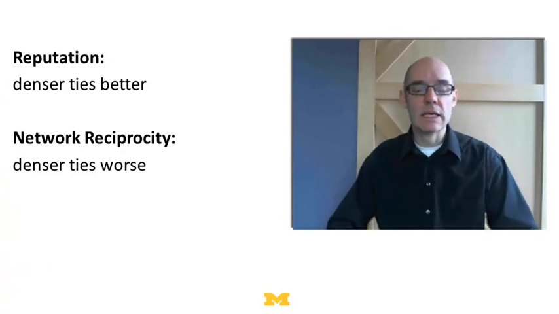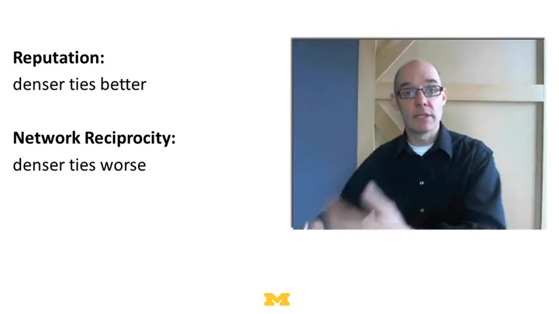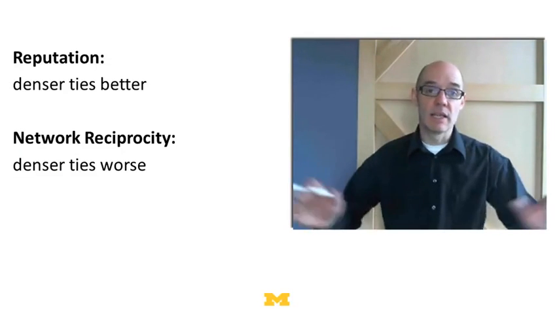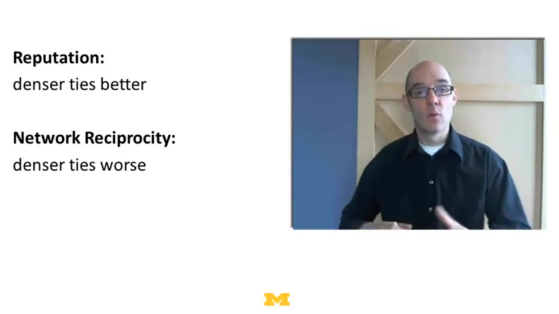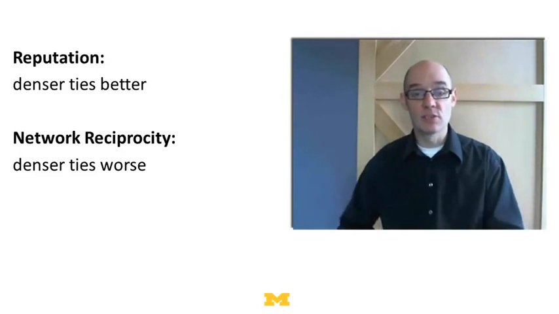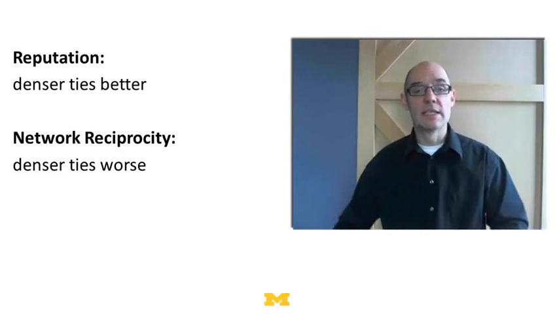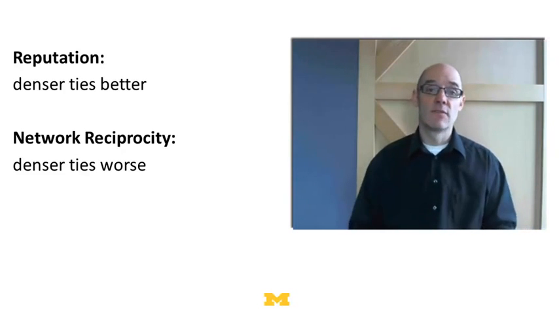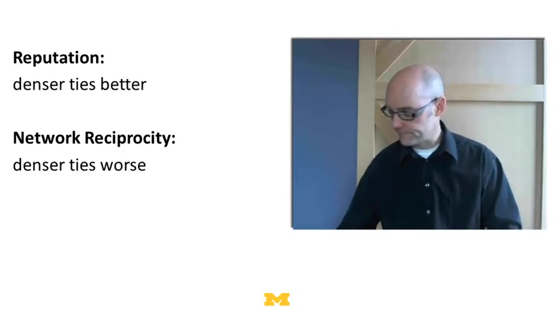Now, quick aside, when we think about reputation, we'd like to have a really dense network because our reputation is more likely to spread. When we think about this network reciprocity story, we'd like to have a less dense network because there's less of an incentive to defect. So whether you want a rich network with lots of connections with high degree and high clustering coefficient, or whether you'd like a sparse network, depends on the mechanism you're using to get cooperation. If you're relying on reputation, you want lots of clusters, lots of connections. If you're relying on network reciprocity, you'd prefer it to be sparser.